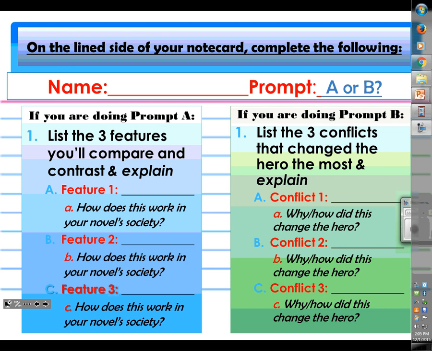When you get to one side of the room, everybody in that chunk is working on the exact same prompt as you. So once you get to that side of the room, find someone to speak with. All that you have to do is share your index cards. These are my 3 conflicts, or these are my 3 features, and this is how it was presented in the novel. If you hear something that you like, ask if you could borrow the idea and write it on your index card. If someone asks for your idea, be gracious enough to say, sure, you can use it, that's fine, because there are some people that are going to struggle with this. But that's only if you're willing to share it.